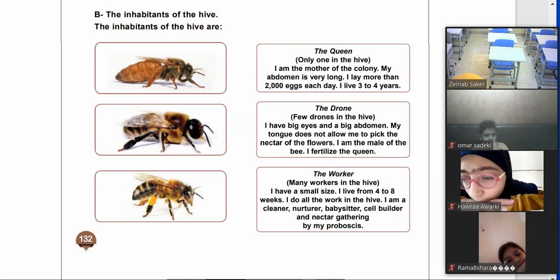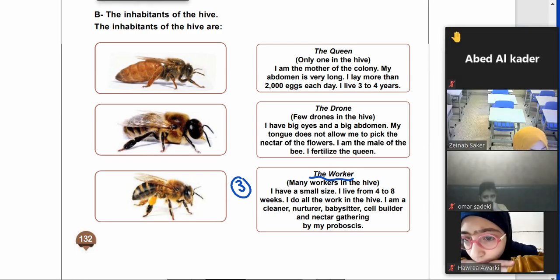Now, the third kind is called the workers. The workers are many. All the other bees in the colony are called workers. They have a small size. Look at the worker size. What about their lifespan? They live from 4 to 8 weeks, only about 1 to 2 months.